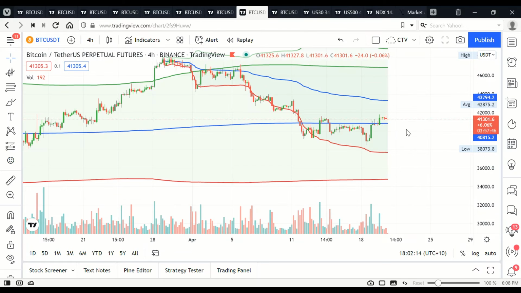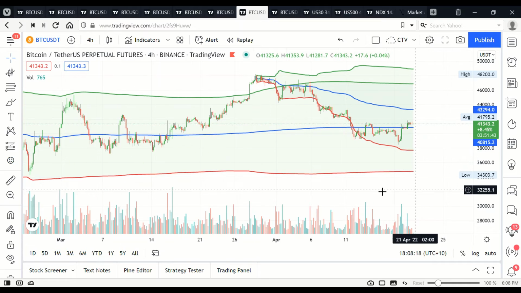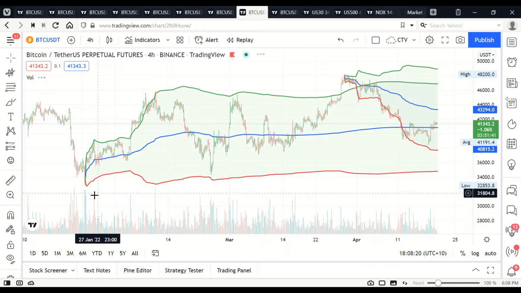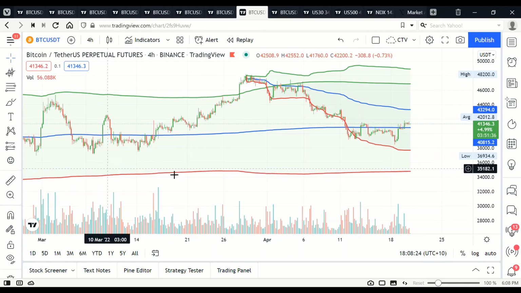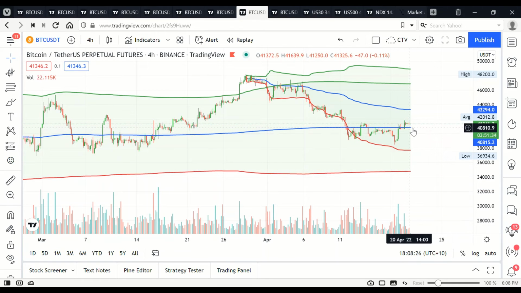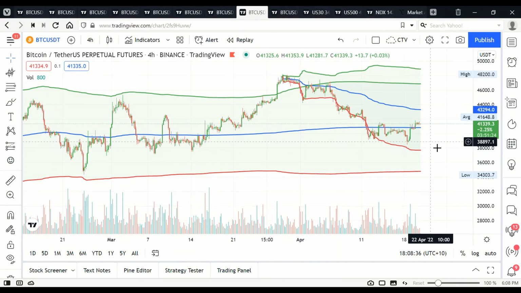So if you see the anchored VWAP, this is the anchored VWAP for the previous swing high and swing low. So it took out the resistance in this particular VWAP. This VWAP is coming from here. VWAP is volume weighted average price. So it took out this resistance and now is trading around this zone.